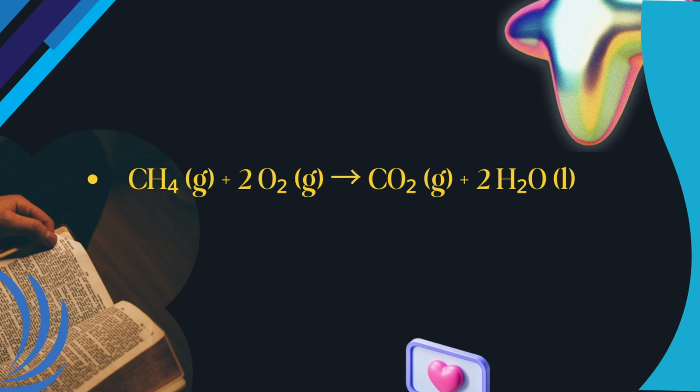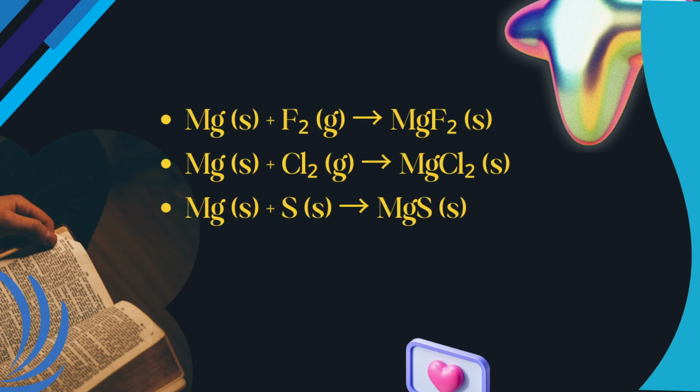Oxidation was later expanded to include the removal of hydrogen. For instance, when methane reacts with oxygen, it forms carbon dioxide and water, removing hydrogen from methane. Oxidation can also mean combining with electronegative elements other than oxygen. Magnesium, for example, can oxidize by combining with fluorine, chlorine, and sulfur.